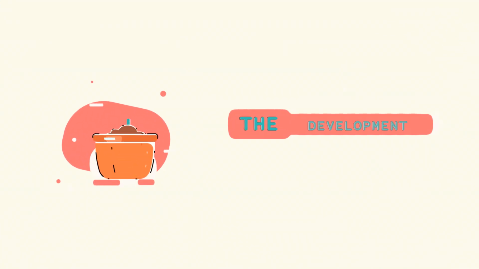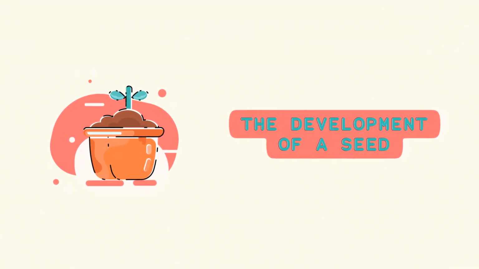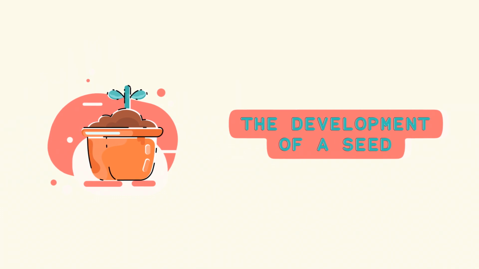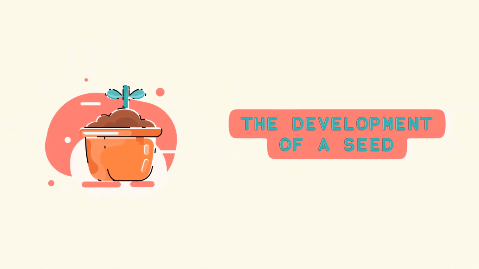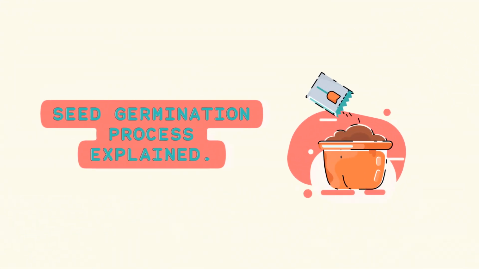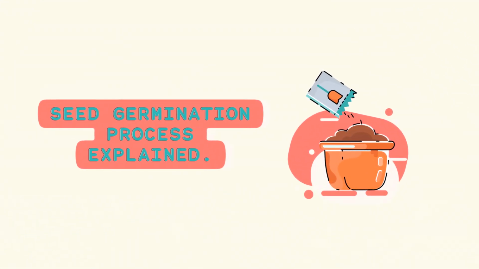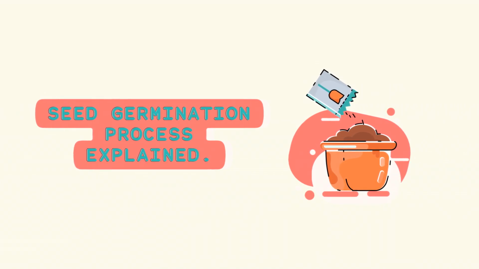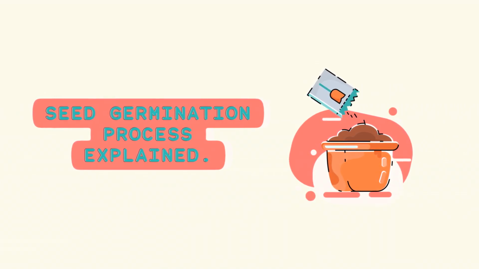Seed development. The fertilized ovule develops into a seed containing an embryo, the future plant, surrounded by a protective seed coat and a food source, the endosperm. Germination. Under favorable conditions, moisture and warmth, the seed coat breaks open and the embryo emerges, using the stored food for initial growth.